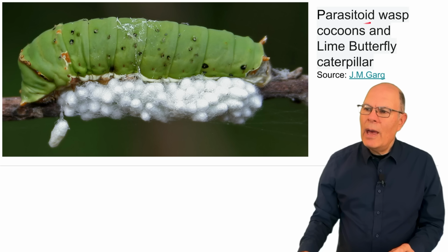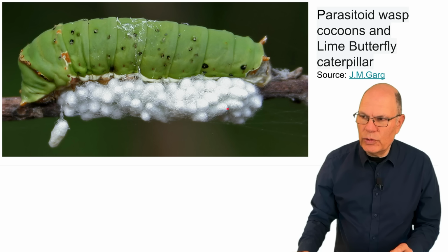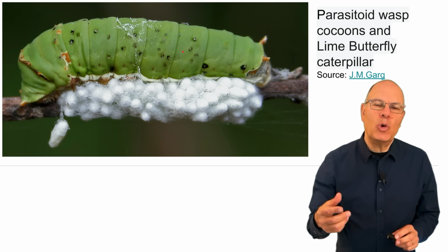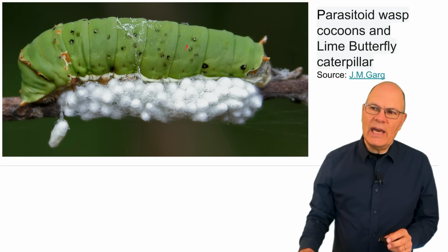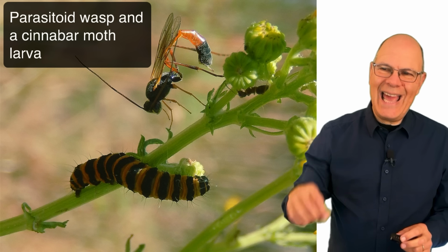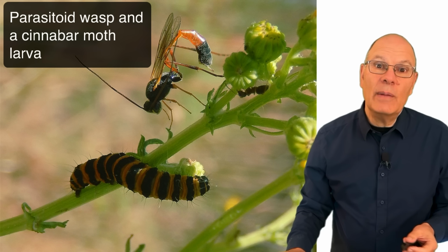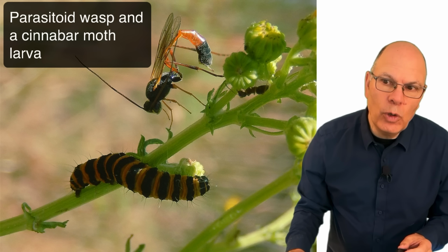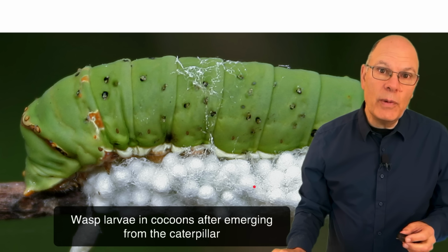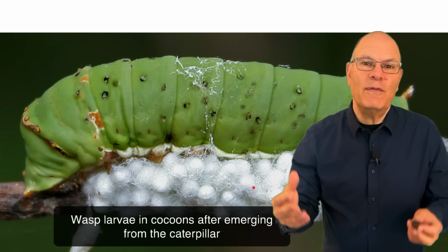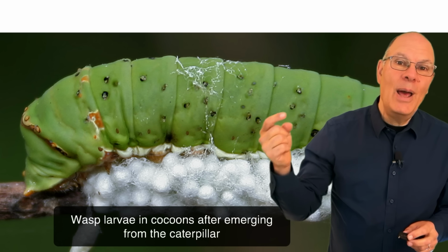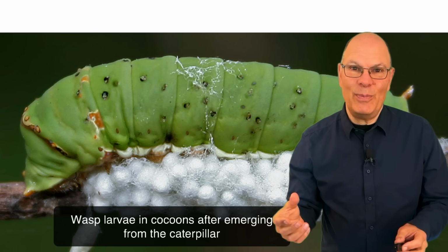And here we have parasitoid wasp cocoons and a lime butterfly caterpillar. And the part of the story that you're not seeing is that a wasp came over to the caterpillar, injected in its eggs. The eggs developed inside the caterpillar and then emerged through these holes over here, and then the larvae formed cocoons around themselves. When the cocoons have fully developed, little wasps will emerge, and they'll go ahead and they'll parasitize other caterpillars.